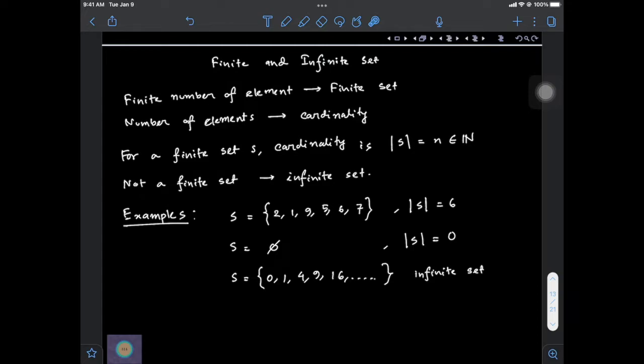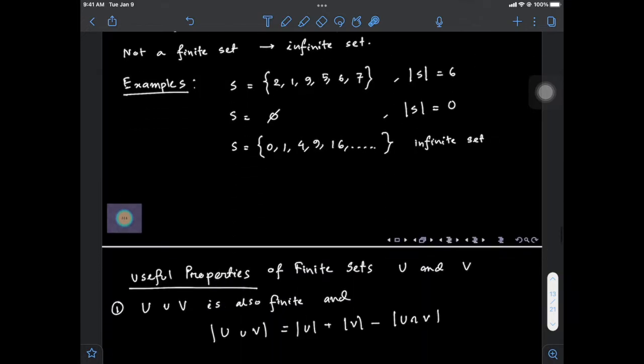Now any set that is not finite is called an infinite set. Let's take a look at some examples. So here we have the set S, which has the elements 2, 1, 9, 5, 6, and 7. So it has 1, 2, 3, 4, 5, 6 elements. So the cardinality of S is equal to 6 here. We have the set S is equal to the empty set, and in this case the cardinality of S is equal to 0. And then here we have the set S is equal to 0, 1, 4, 9, 16, and so on. So this is the set of squares of all natural numbers, and this is an infinite set.